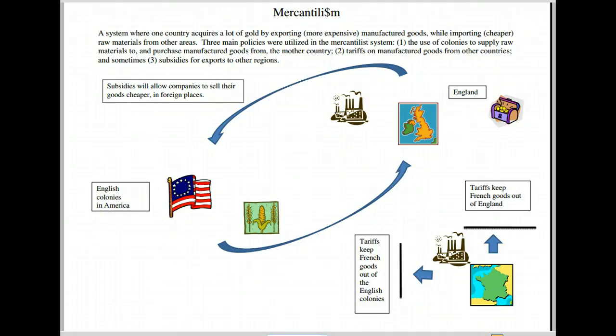Okay, so we are going to advise our king to have our country make and then sell manufactured goods. In the same way, kings and parliaments pursue policies designed to enable them to make and sell as many manufactured goods as possible. Now it's time to look at our mercantilism chart. I'll start by reading the definition first, and then we'll look at the graphic part. The definition here: mercantilism, a system where one country acquires a lot of gold by exporting more expensive manufactured goods while importing cheaper raw materials from other areas.